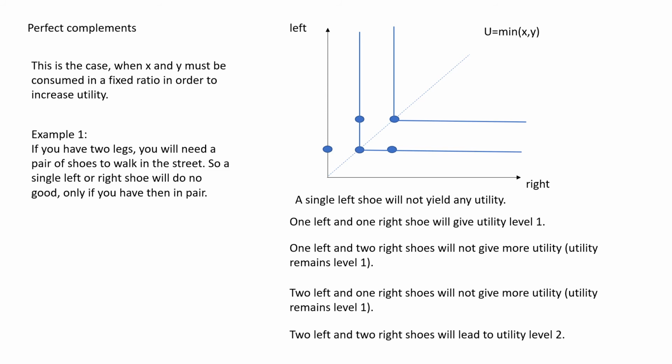So let's assume that we have X equals 1 and Y equals 1. Because both have the value of 1, the minimum of them is also 1, and we have utility level 1. If, however, I increase the number of right shoes by 1 while keeping the left shoes at 1, then we would have x equals 2 and y equals 1. But the minimum of 2 and 1 is 1. So we still have the same utility level.